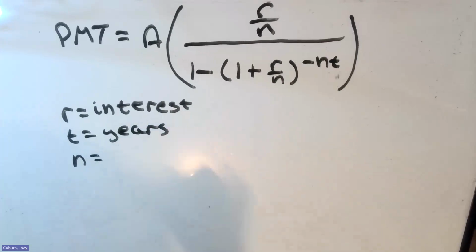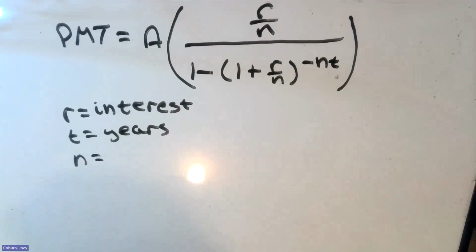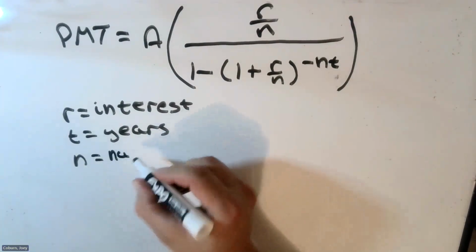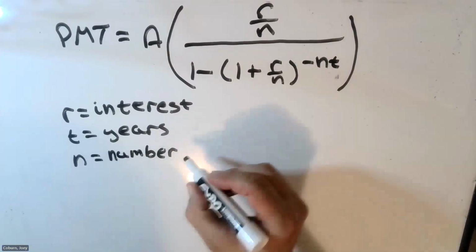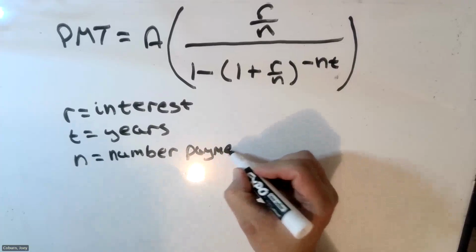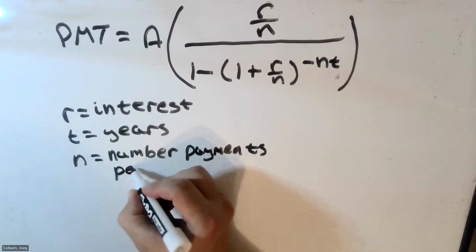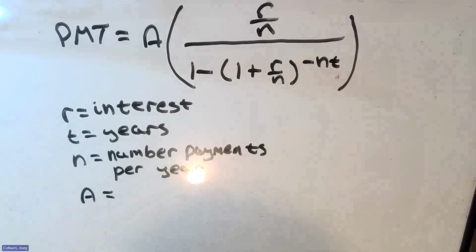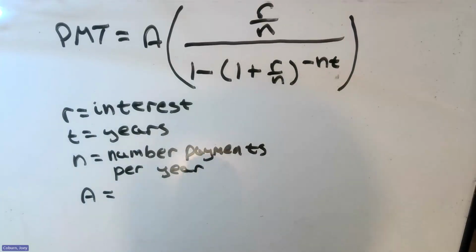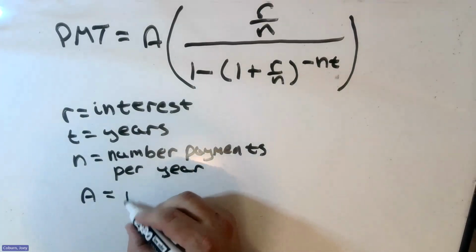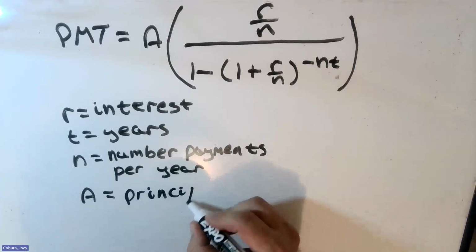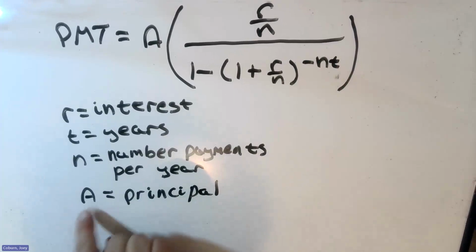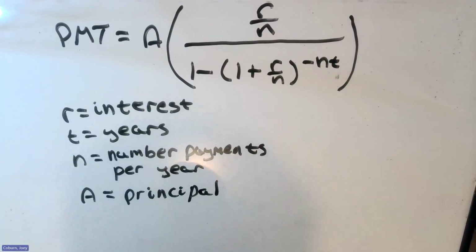Now, N in this case is not the number of times that the interest is compounded. This is the number of payments per year. So we're giving the letter N a new identity. It's the number of payments per year instead of the number of times compounded per year. A, well, we used to call A the amount at the very end, but we're going to call A, this is going to play the role of the principal. So unfortunately, we're not using the letter P, we're using the letter A. Hopefully that isn't too confusing.